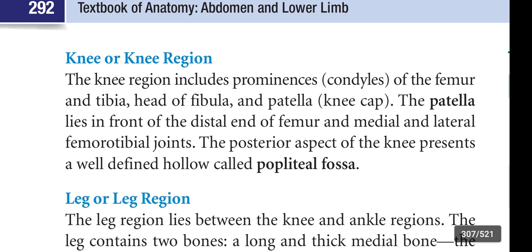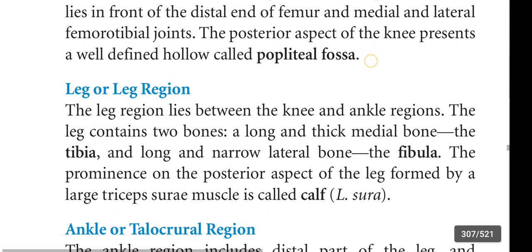The knee region includes the prominences or condyles of the femur and tibia and head of the fibula and patella. It is also called kneecap. The patella lies in front of the distal end of femur and medial and lateral femorotibial joints. The posterior aspect of knee represents a well-defined hollow called popliteal fossa.